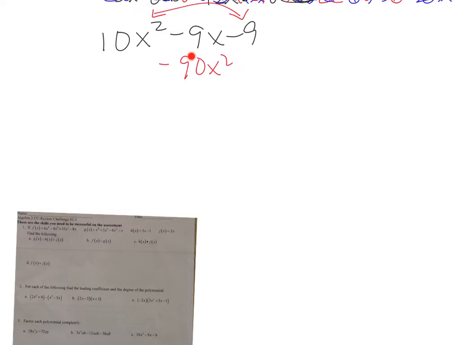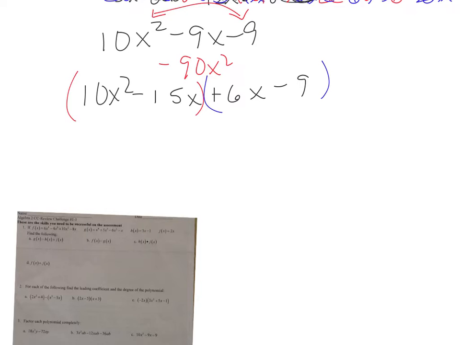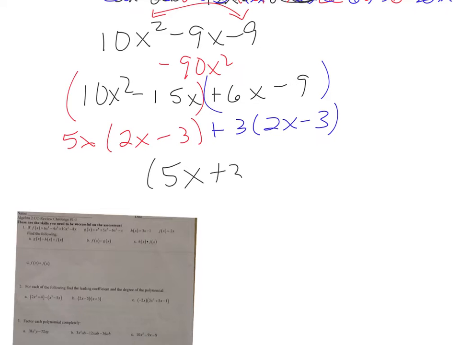So what number multiplies to negative 90 and adds to negative 9? That would be negative 15x and positive 6x. That gives me 10x squared minus 9x minus 9. The GCF of the first group is 5x times 2x minus 3. And then I have a plus, GCF is 3 times 2x minus 3. My factors are 5x plus 3 and 2x minus 3.